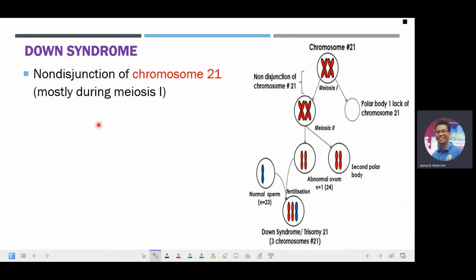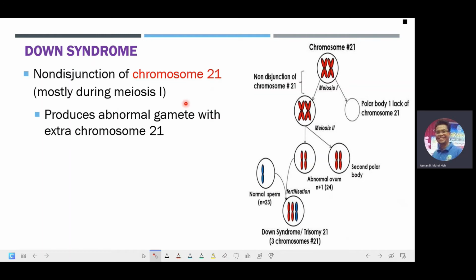An example of a disorder that is caused by aneuploidy will be the Down syndrome. This is due to the non-disjunction that occurs on chromosome number 21, in which an abnormal gamete with an extra chromosome 21 will be produced.